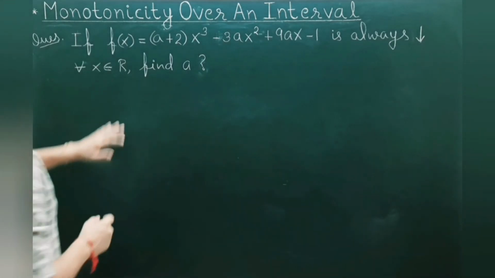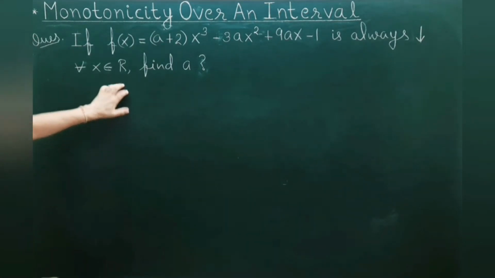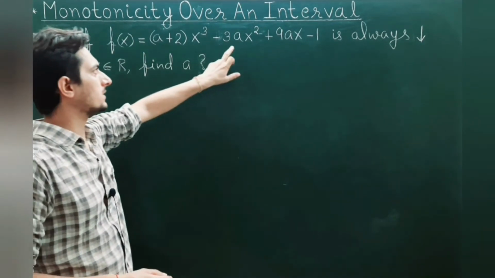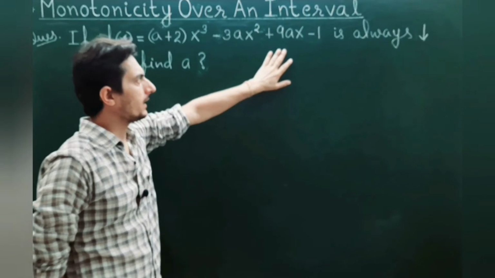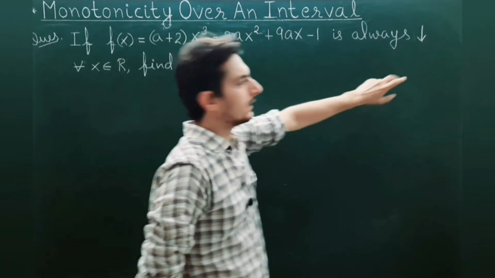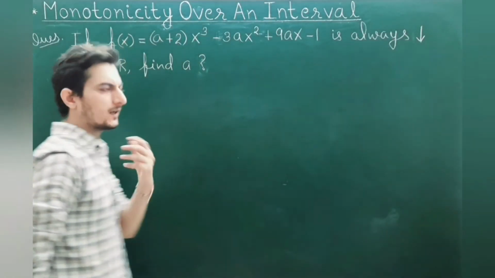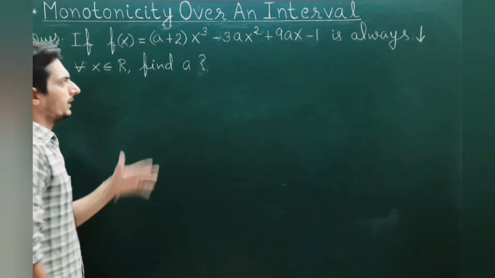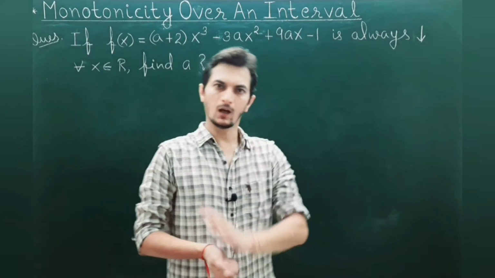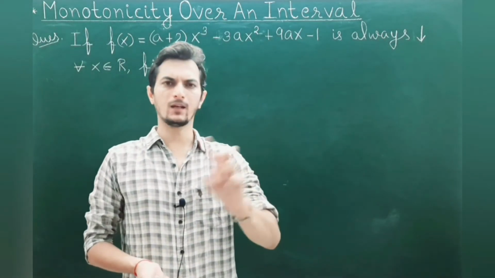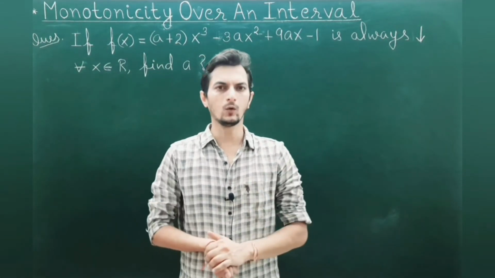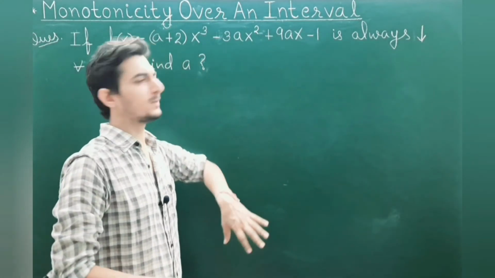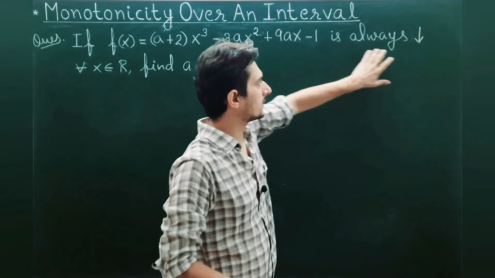All right, so the next question says f(x) is given as (a plus 2)x cube minus 3ax square plus 9ax minus 1, and it is always decreasing, that is decreasing for all x belonging to the reals. Find the value of a. It is a similar question to the one we did earlier, in which ax minus sin x was the question, and you need to find the a for which f(x) is increasing or decreasing. Here we have been specifically told that f(x) is always decreasing.